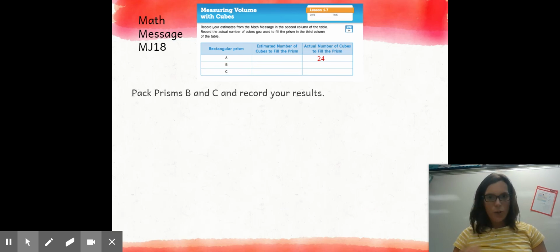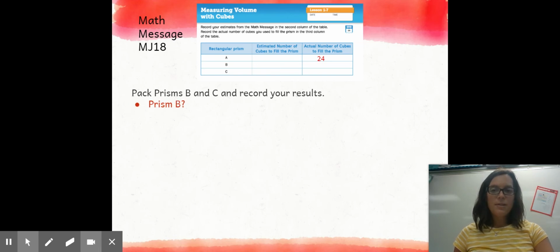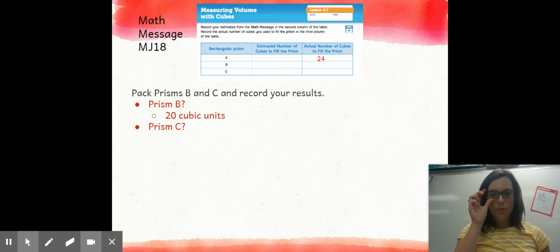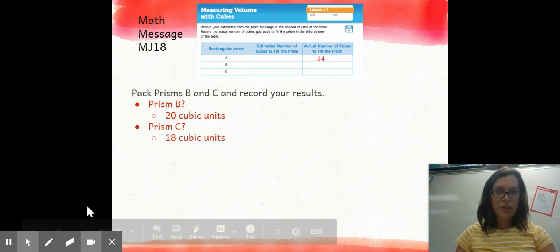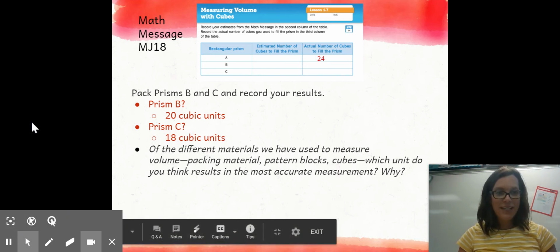Okay, so the same thing goes for B and C, which we've already done, but to go over, prism B we know had 20 cubes that filled the prism, so 20 cubic units would be its volume. Prism C, how would you write that as volume? So we know that 18 cubes fit into prism C. What would be the answer to what is its volume? 18 cubic units.